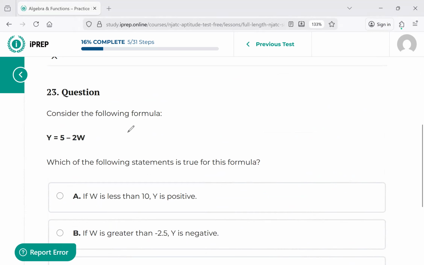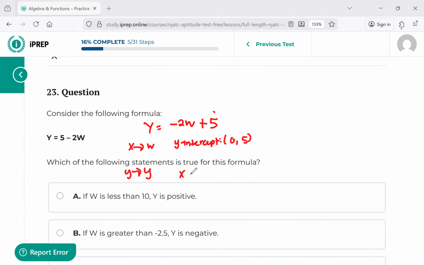So first I'm going to rewrite this as y equals negative 2w plus 5, putting the letter first. And what's our x and our y? Our x is w and our y is y, right? Now what we've got to do is figure out our y-intercept and our x-intercept. So my y-intercept is 0, 5, right? It's basically the constant value.